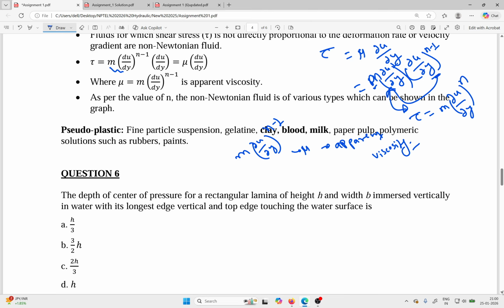Okay, next question, question number 6. The depth of center of pressure.